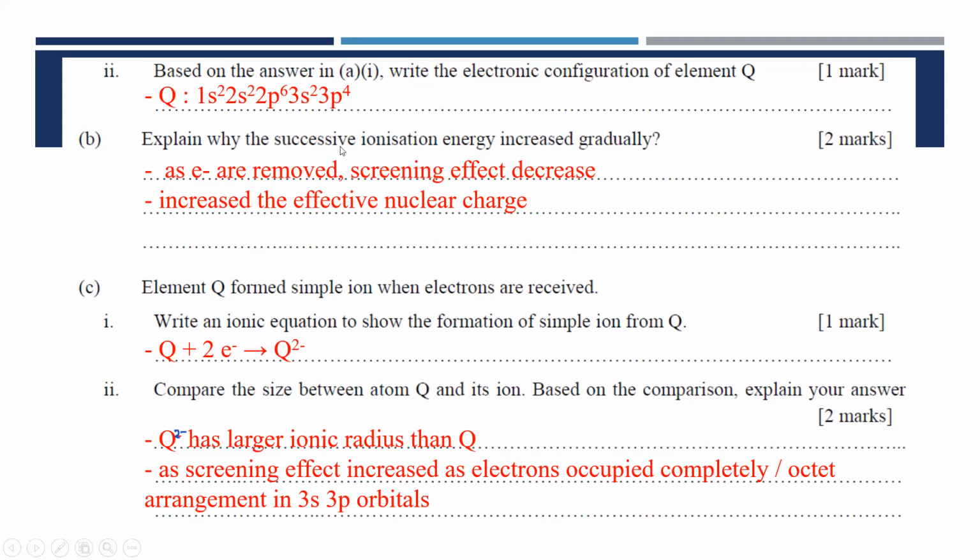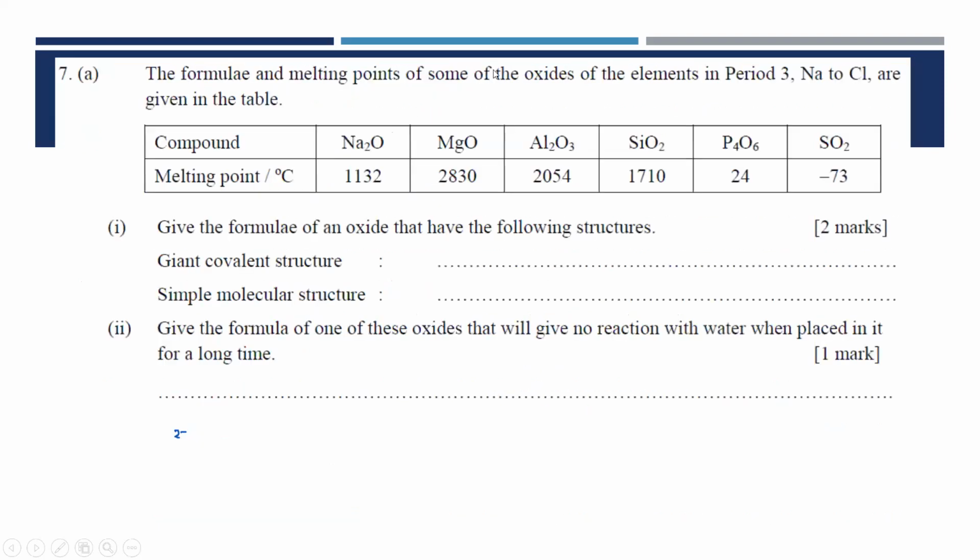Immediately we go to question number 7. Question number 7 sounds like this. The formula and the melting point of some oxides of the elements in period 3, Na to Cl, are given in the table below. So you have the compound and the melting point.